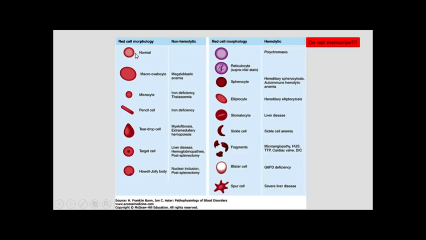This is a normal red blood cell. This is a macroovalocyte. This is a microcyte, pencil cell, teardrop, target cell, Howell-Jolly body, reticulocyte, spherocyte, elliptocyte, stomatocyte, sickle cell, fragments, blister cells. That is how many things can happen in the blood.